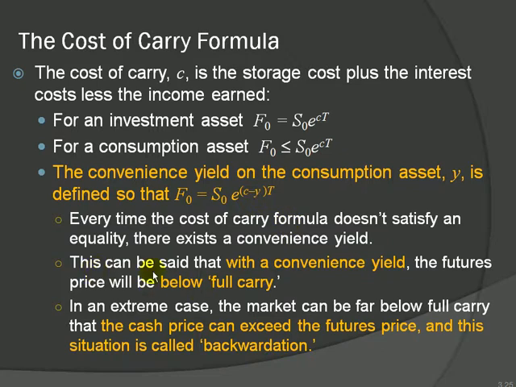And it can be said with convenience yield y, the future price is below or under full carry. That means for investment asset, future price is always equal to full carry. So it is only consumption asset that is below full carry. Okay, that has convenience yield that makes it below full carry. Note that in this below full carry situation, future price or forward price is going to be lower than S0 times e to the RT.